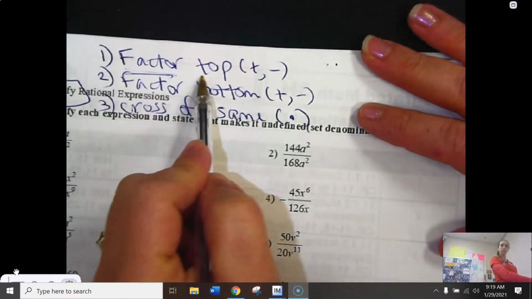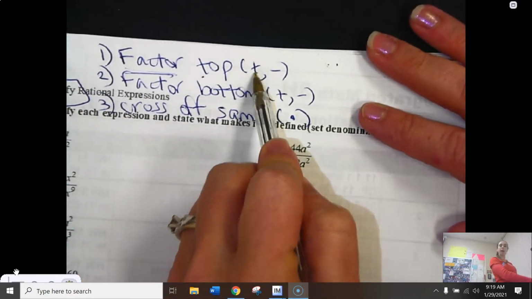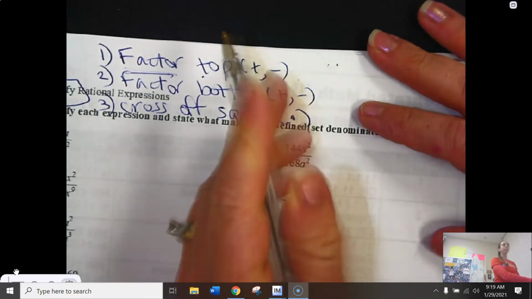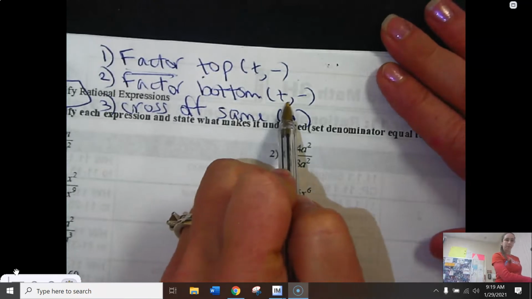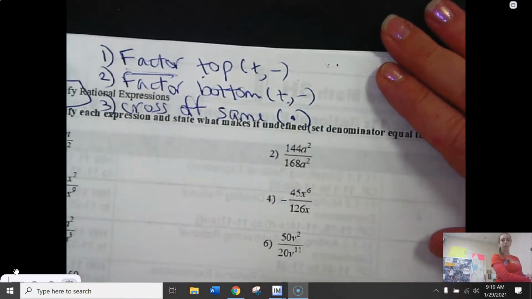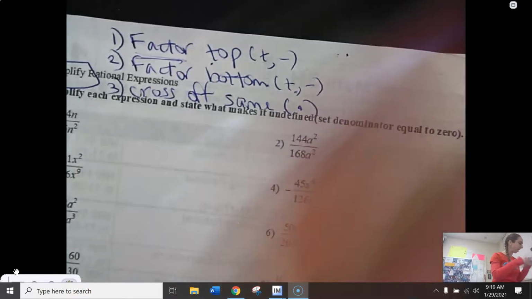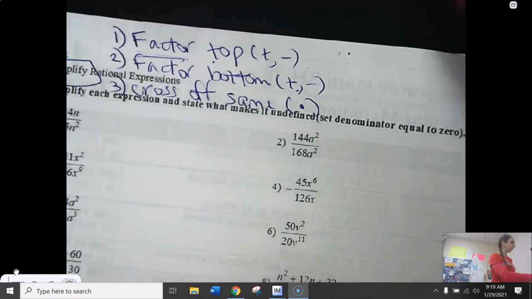So you're going to factor the top. You'll know it's factoring if you can add or subtract. Well, not every time, but most of the time. Then you'll factor the bottom, and then you'll cross off what is the same, only if it's being multiplied. And some of you go, that seems simple enough. Why am I going to write that down?